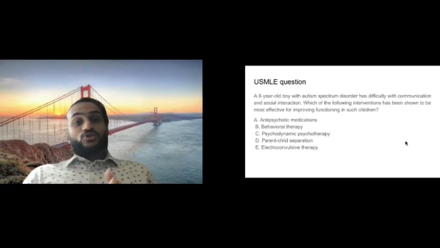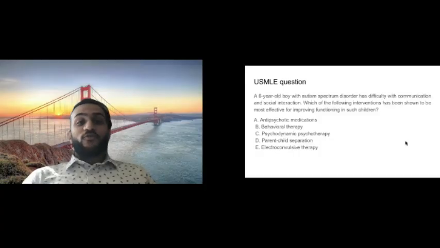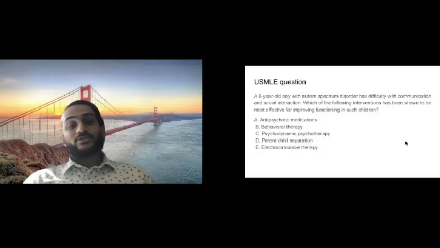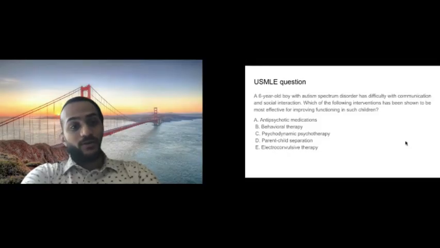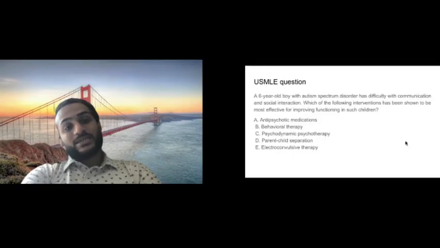All right, guys, I wanted to do a USMLE question for the previous autism video that we covered. A 6-year-old boy with autism spectrum disorder has difficulty with communication and social interaction. Which of the following interventions has been shown to be most effective in improving functioning in such children? A is antipsychotics, B is behavioral therapy, C is psychodynamic psychotherapy, D is parent-child separation, E is electroconvulsive therapy. So what do you guys think is the right answer?